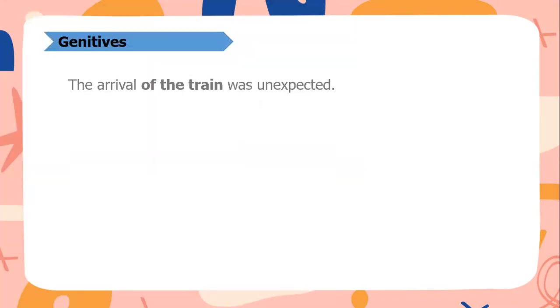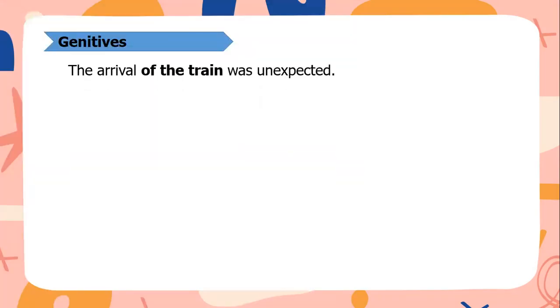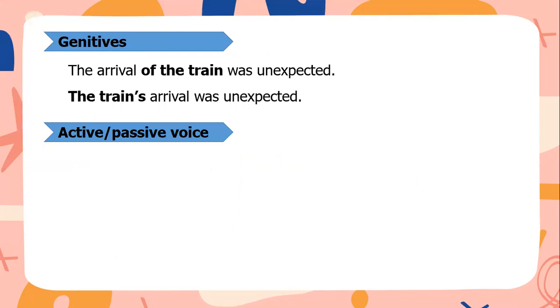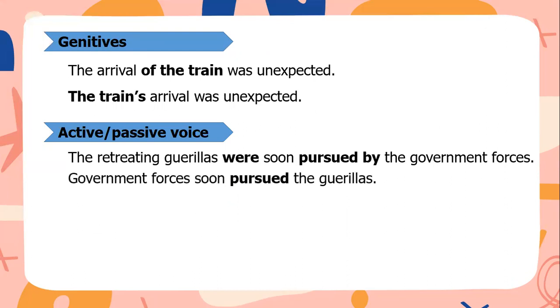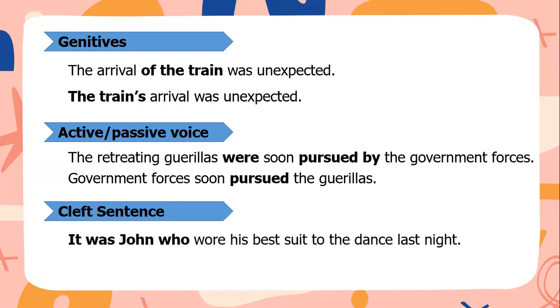Next, genitives. The arrival of the train was unexpected. The train's arrival was unexpected. Active or passive voice. The retreating guerrillas were soon pursued by the government forces. Government forces soon pursued the guerrillas. Cleft sentence. It was John who wore his best suit to the dance last night. John wore his best suit to the dance.